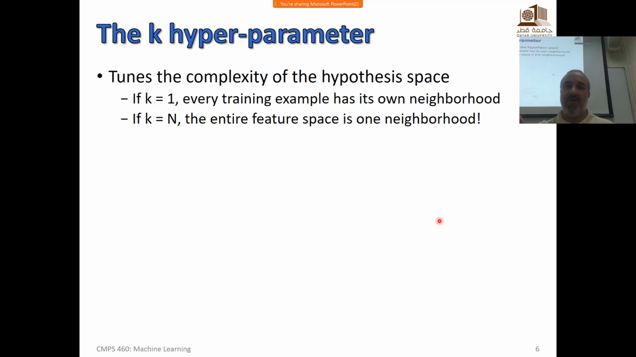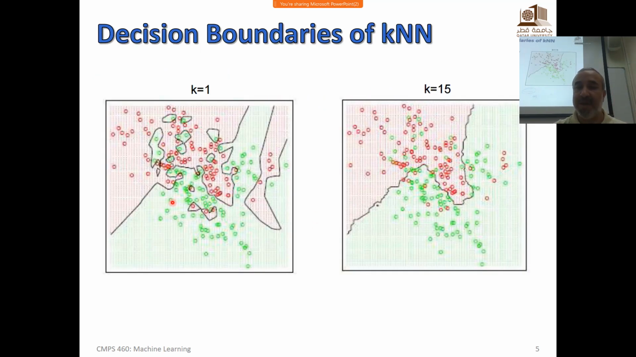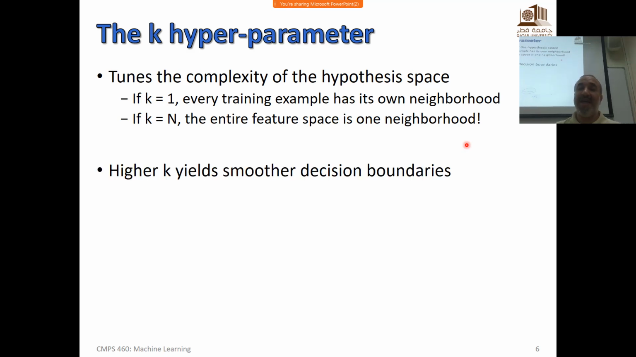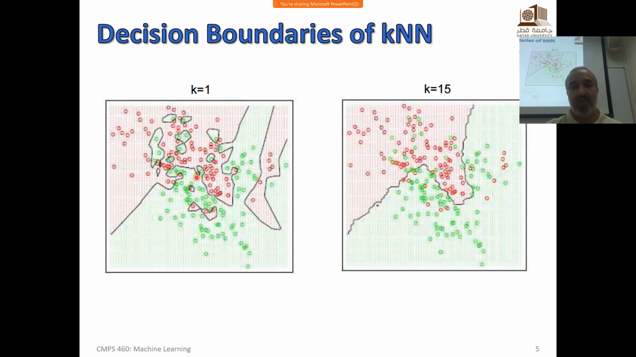Okay. Now, since we saw that k is important in making the classifier good or bad, we'll have to tune it. K is actually affecting the complexity of the hypothesis space, of the decision boundary. Here, the space is very complex. Here, the space is less complex. And as we increase k, the complexity will decrease, to the extent that everything will be just one region. Right. So higher k yields smoother decision boundaries. We saw that, right? This one is smoother than this one.